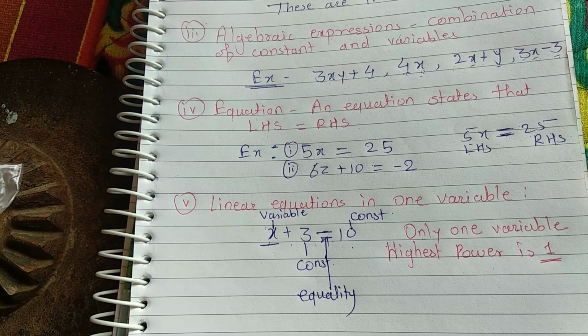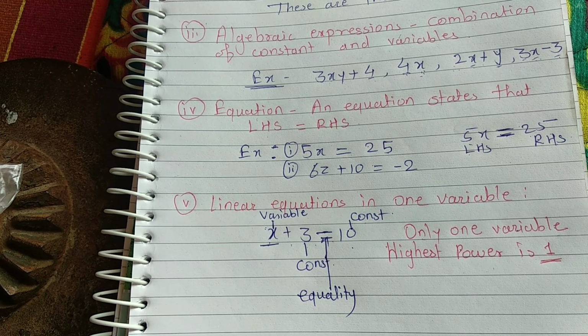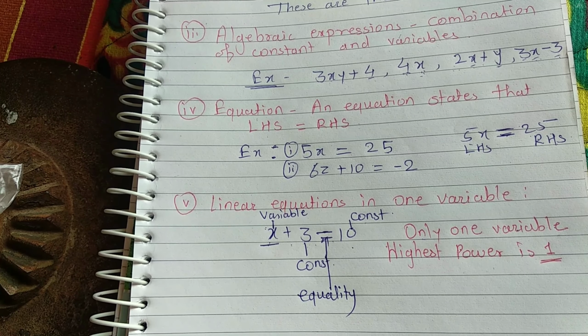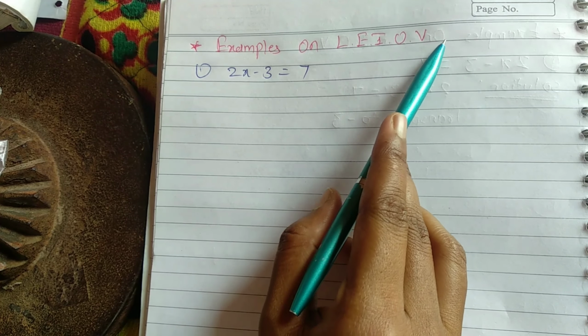Now, the definition of linear equation in one variable. An equation in which only one variable is present and that variable's power is 1 is called a linear equation in one variable. Now we will see examples on linear equation in one variable.